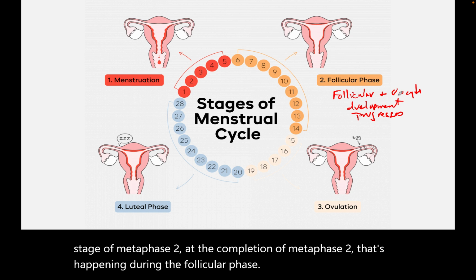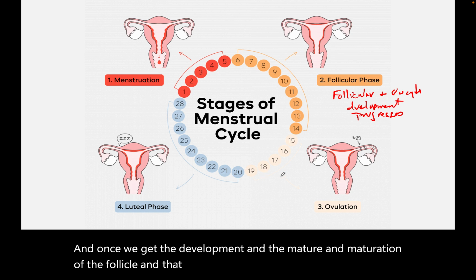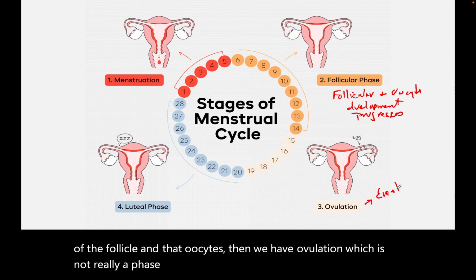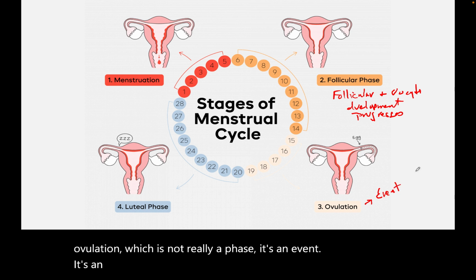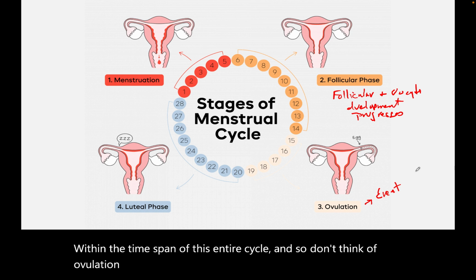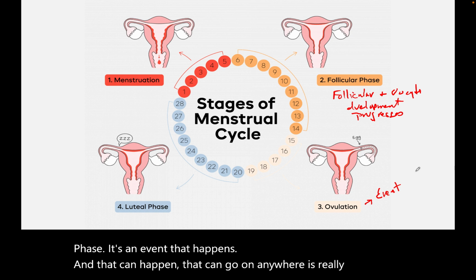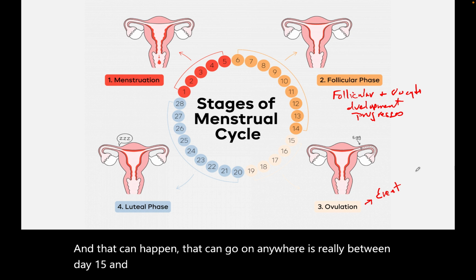And once we get the development and the maturation of the follicle and that oocyte, then we have ovulation, which is not really a phase, it's an event. Right? It's an event. It happens within the time span of this entire cycle. And so don't think of ovulation as a particular phase. It's an event that happens. And that can go on anywhere really between day 15 and 19 is what you would see.